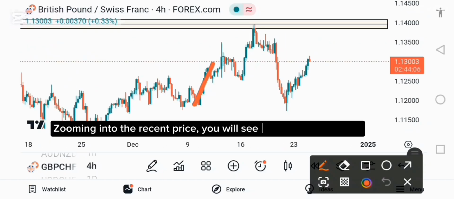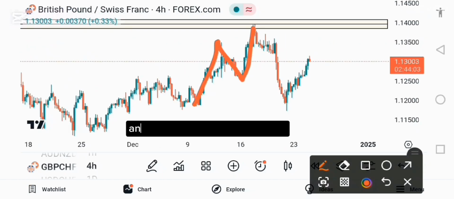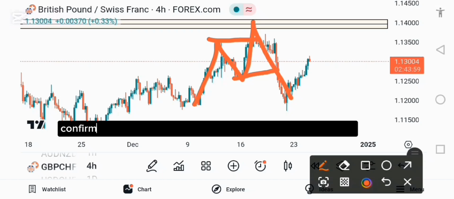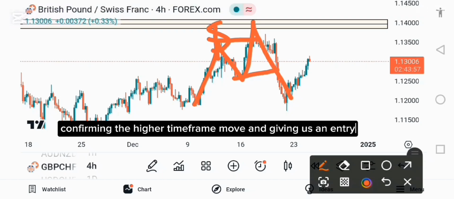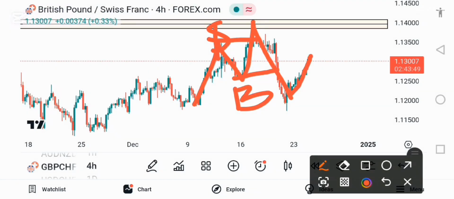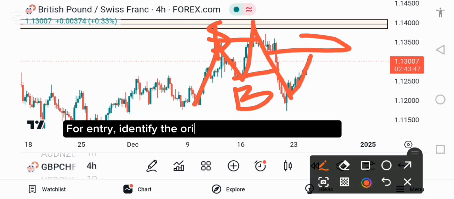Zooming into the recent price, you will see how price dished out another clear break of structure, confirming the higher time frame move and giving us an entry. For entry, identify the origin that broke the structure and set your sell limit order targeting the next low or higher time frame liquidity.